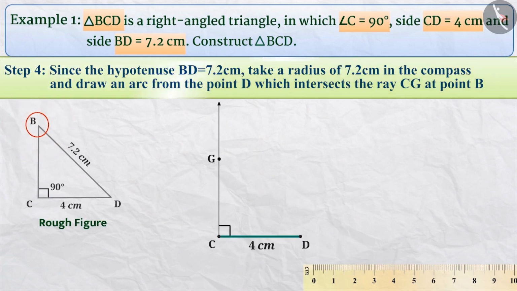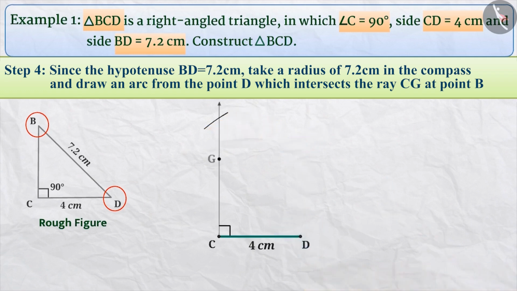Step 4. We are given the length of side BD as 7.2 cm. Means vertex D is at 7.2 cm distance from vertex B. Vertex B must be present somewhere on perpendicular GC. Therefore, we will take a radius of 7.2 cm in the compass and draw an arc taking vertex D as center, which will intersect perpendicular ray GC at one point. This intersection point is vertex B of triangle BCD.